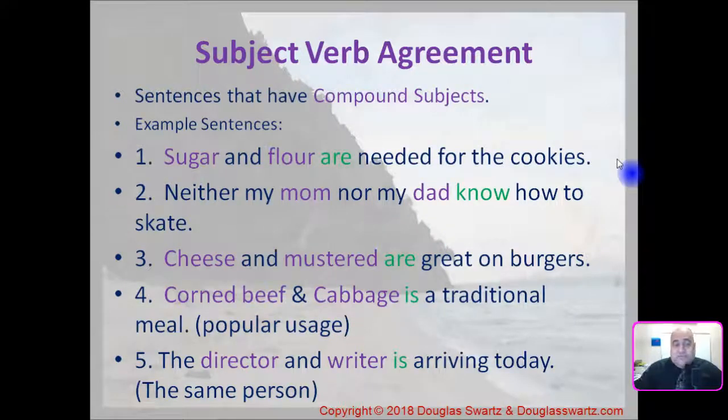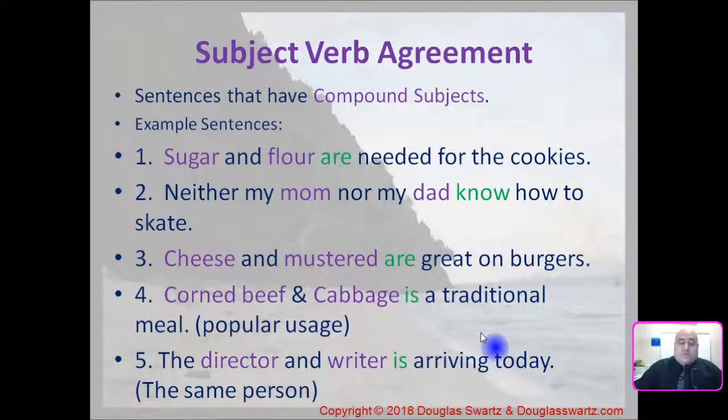Our next set of examples are compound subjects, where you have two different subjects, but they're together as one. So sentence number 1, sugar and flour is one compound subject, are needed for the cookies. Number 2, neither mom nor my dad know how to skate. Number 3, cheese and mustard are great on burgers. So we have two separate subjects combined as one thing.